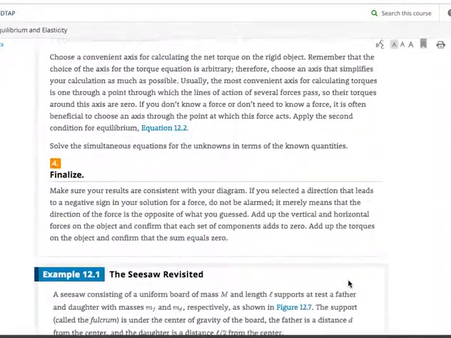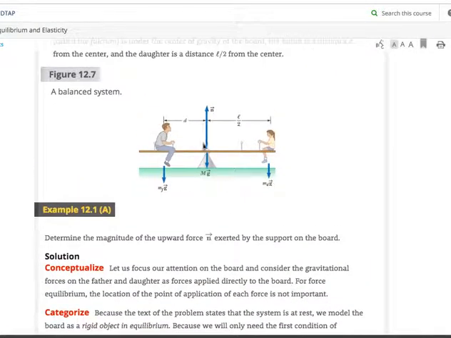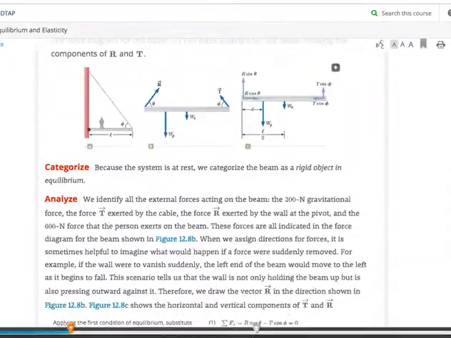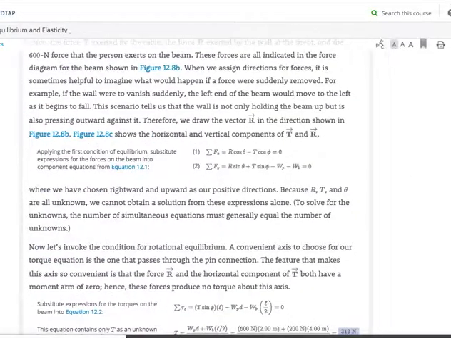Static equilibrium, again, the sum of the forces has to equal 0, the sum of the torques has to equal 0. Here is a seesaw. We did the ladder problem. There's a beam which is held up by a rope, so all the forces are there. I would put my axis here and sum the torques around that point.